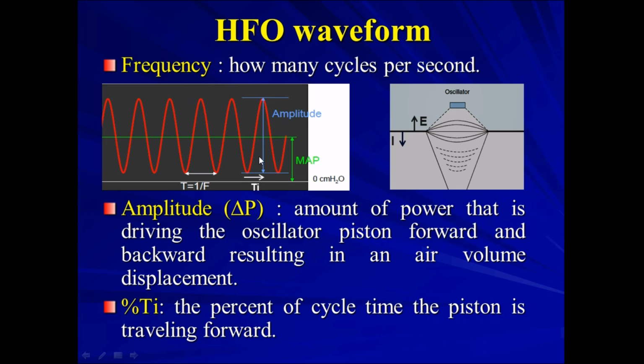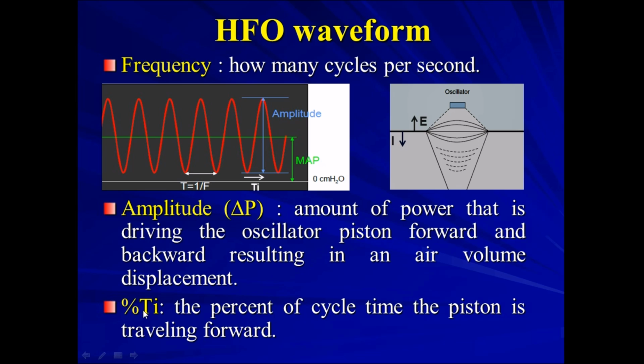We have the amplitude. We have the TI, the inspiratory time. We have the frequency. So T will be 1 over frequency. So frequency is how many cycles per second. Amplitude, which is delta pressure, or we call it power sometimes. So it's the amount of power that is driving the oscillator piston forward and backward, resulting in an air volume displacement.